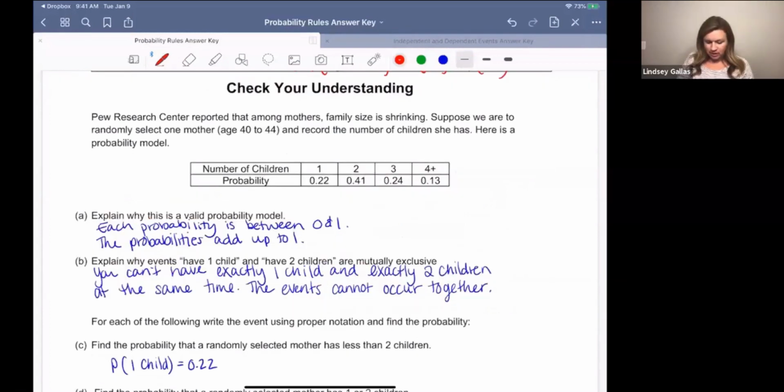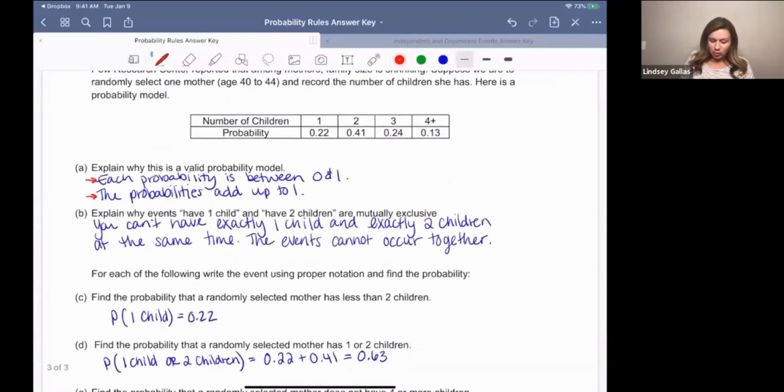All right, so we've been given some information about the number of children from different mothers that had been selected. In part A, we're asked, why is this a valid probability model? Again, you must talk about both of these things. Each probability is between 0 and 1, and also the probabilities add up to 1. Make sure you actually double check though and make sure they do add up to 1.